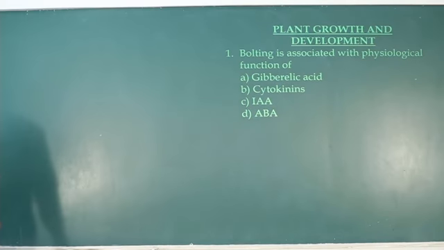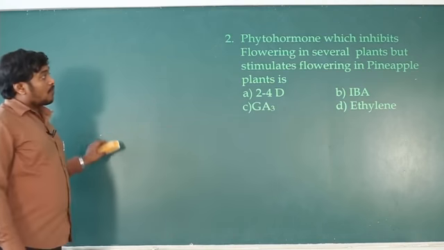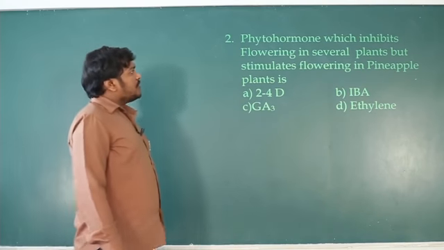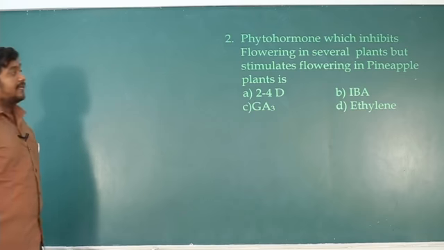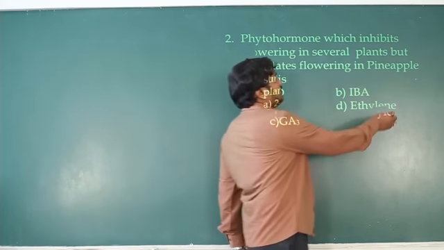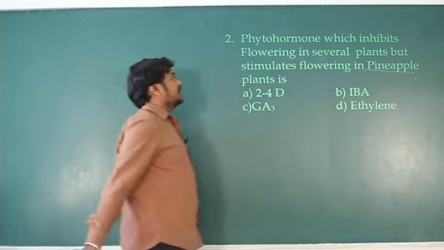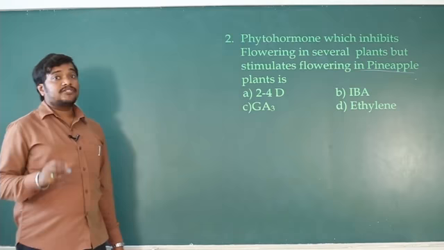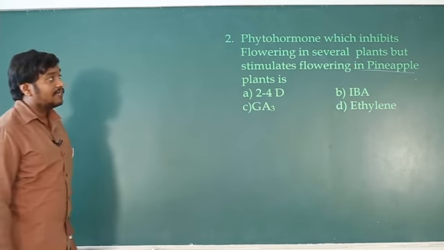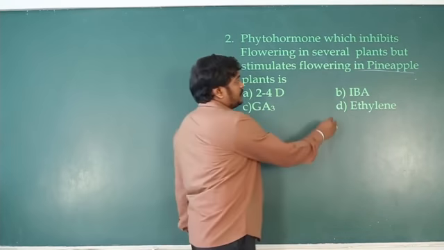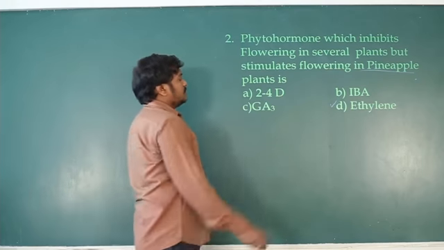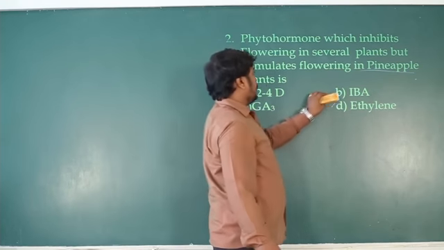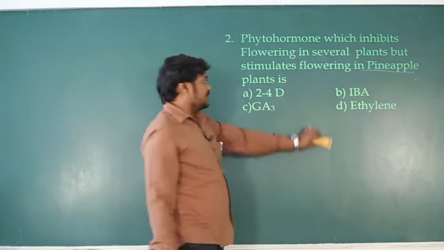So next, question number 2. Which phytohormone inhibits flowering in several plants but stimulates flowering in pineapple? In other plants it prevents flower induction, but in the case of pineapple, synchronizing flowering could be produced by application of ethylene. So ethylene is the answer. 2,4-D is an auxin, NAA is an auxin, GA3 is gibberellic acid.